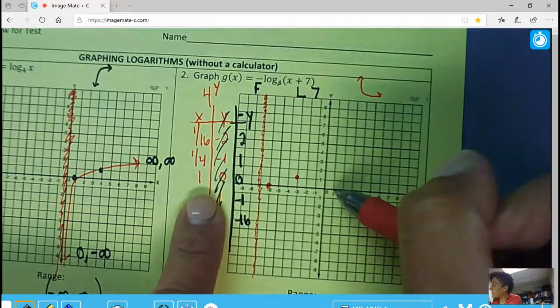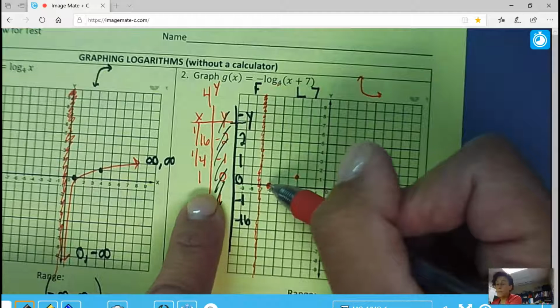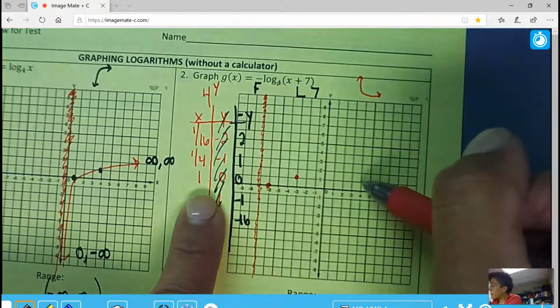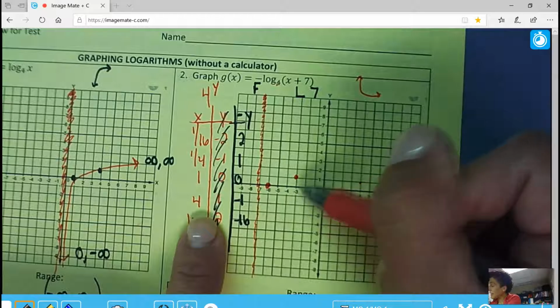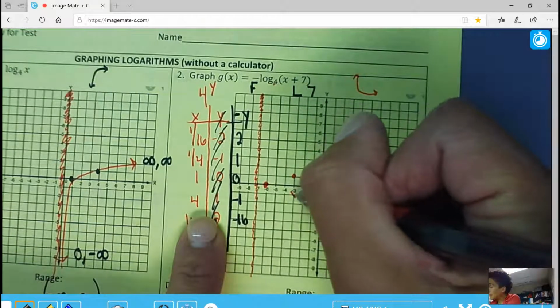So (1, 0) is still correct, and it still moves here. But where (4, 1) was, it now flipped to (4, -1), and now it's going to go left 7 and end up here instead.